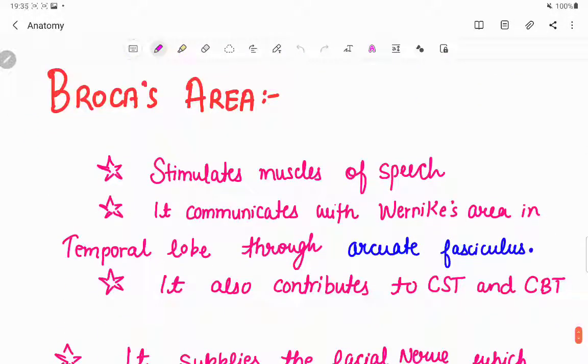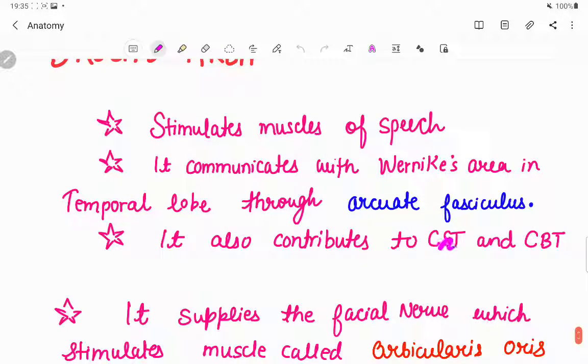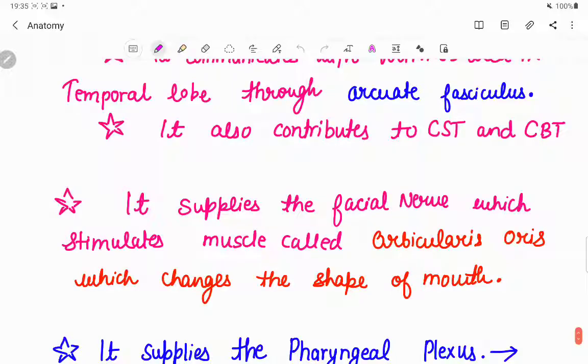Now let us talk about the last area, which is Broca's area. As we have already seen, it stimulates the muscles of speech and it communicates with Wernicke's area, which is located in the temporal lobe. We'll talk about that later. It communicates through the arcuate fasciculus. This is the structure through which both Wernicke's area and Broca's area connect. It also contributes to the corticospinal tract and the corticobulbar tracts, the same as the primary motor cortex and the motor association cortex. It supplies the facial nerve, which supplies the muscle called orbicularis oris.